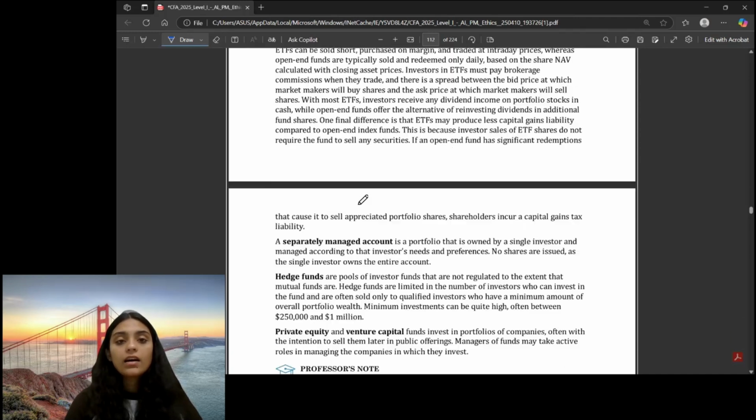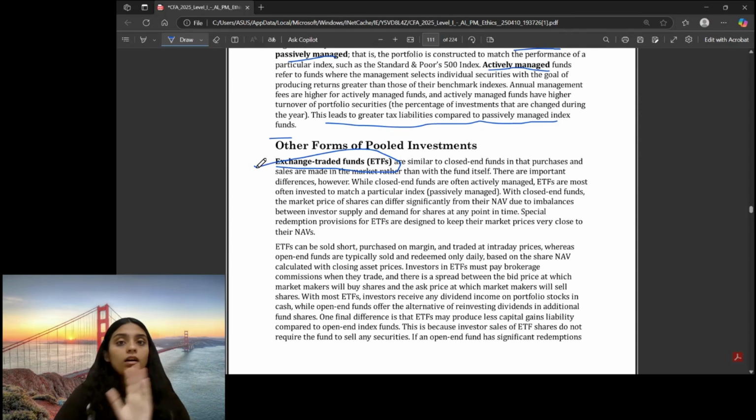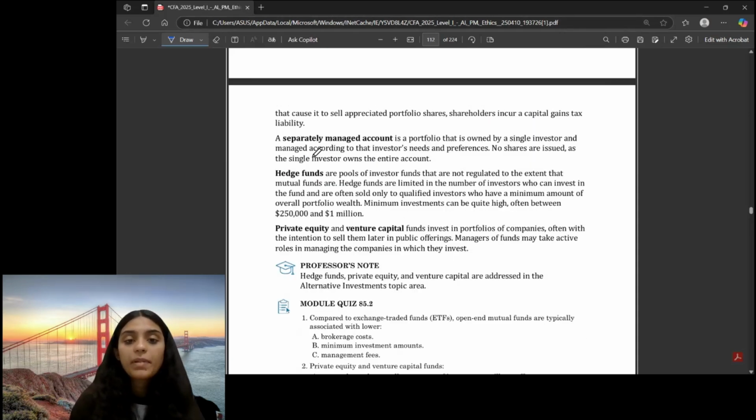So now there are other forms of pooled investments. First is exchange traded funds. ETFs are technically quite similar to mutual funds, though mutual funds are also available on various platforms. You have to buy ETFs from the stock exchange itself. Exchange traded funds include different kinds of assets, but these funds are traded on the market.